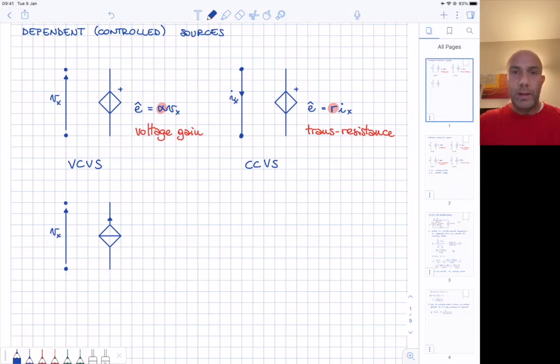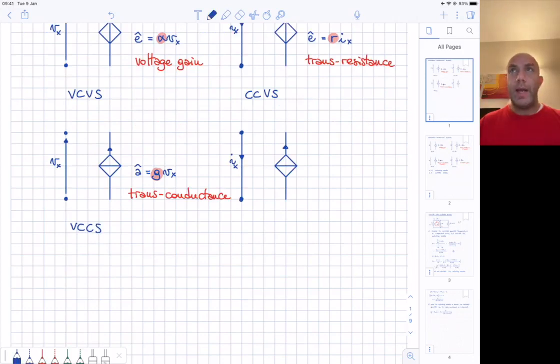The third element I'm introducing this time is a current generator that is dependent on a voltage that is defined somewhere in the circuit. So this element is called voltage-controlled current source. The impressed current, let's call this current A hat, is G Vx, where G is the proportionality constant and is called transconductance.